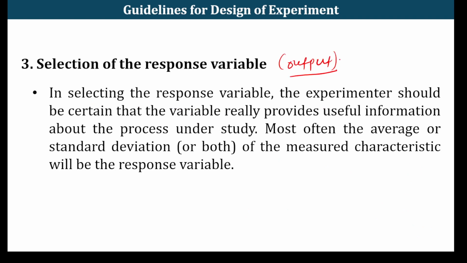When you are doing anything, we will not have the exact idea of the output, like what exactly will happen, but we will have some broad understanding of what the output can be. We don't know whether it will come close to that or not, but we will have some broad understanding. Okay, then we have to define that. In selecting the response variable, the experimenter should be certain that the variable really provides useful information about the process under study. Most often, the average or standard deviation of the measured characteristic will be the response variable. So that can be in terms of a statistical parameter.